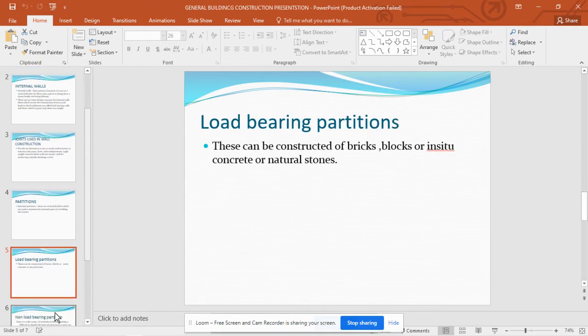So we have the load-bearing partitions. These can be constructed of bricks, blocks, in situ concrete, or natural stones. In situ concrete is concrete that is cast on site where the wall is to be constructed. That is the load-bearing partition.